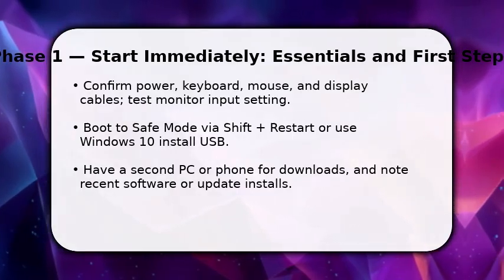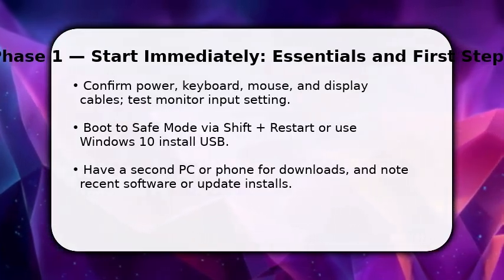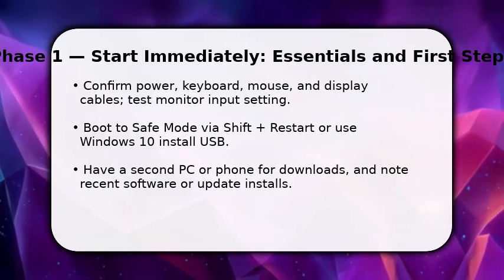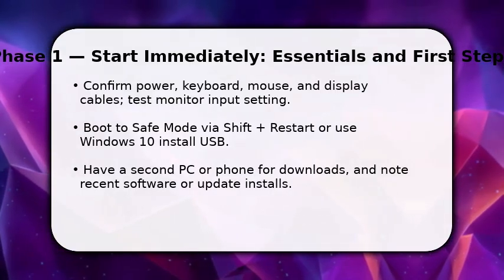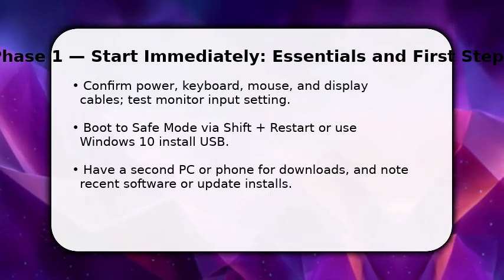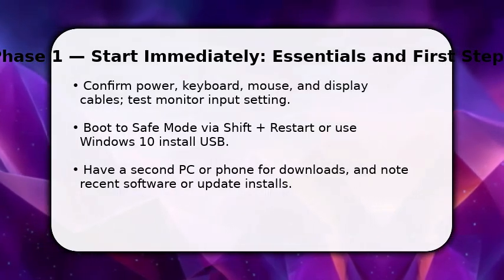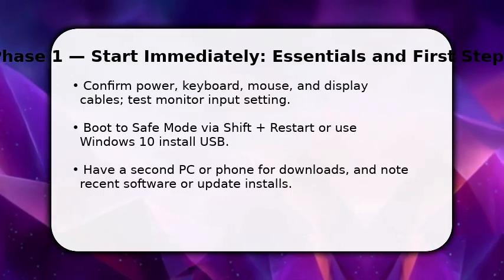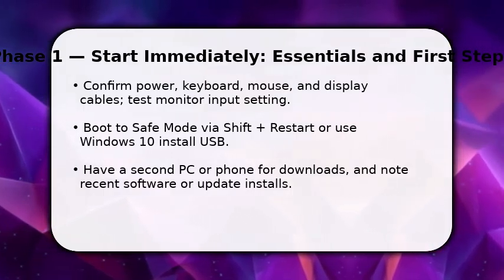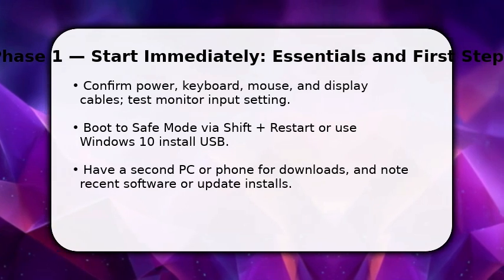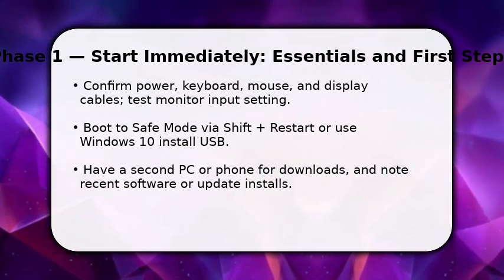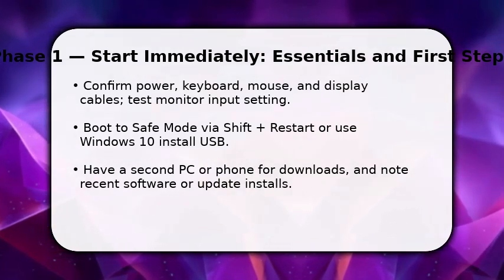If that fails, create Windows 10 install media on another PC and boot from USB. Make sure to document any recent installs or updates, because those are often the cause. You want a second device handy to download drivers or tools. This step isolates the system and prepares you to repair drivers, Explorer, or system files safely.